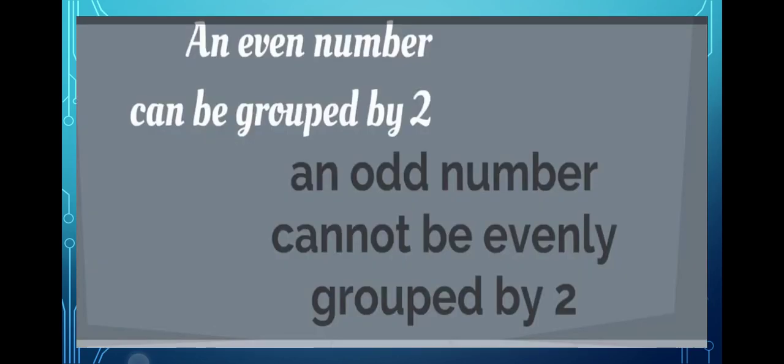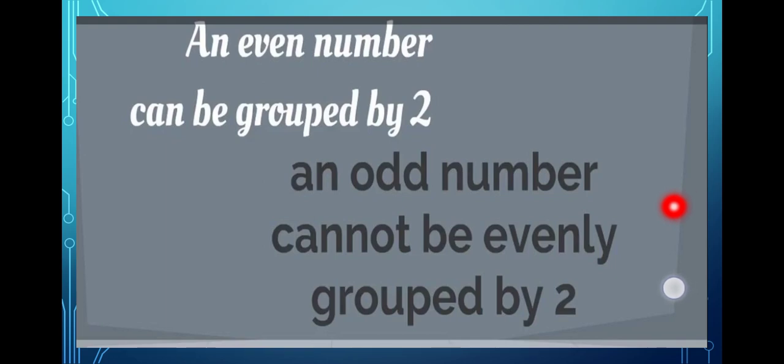So let us learn even and odd numbers. An even number can be grouped by 2. Even numbers can be grouped by 2, and an odd number cannot be evenly grouped by 2. That means an even number will have a pair, a partner, but an odd number will not have a partner.